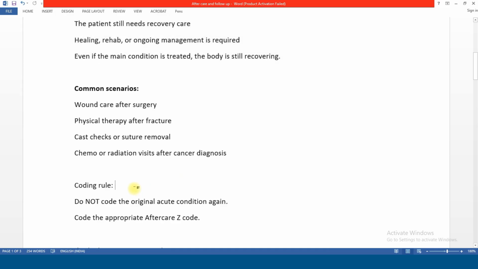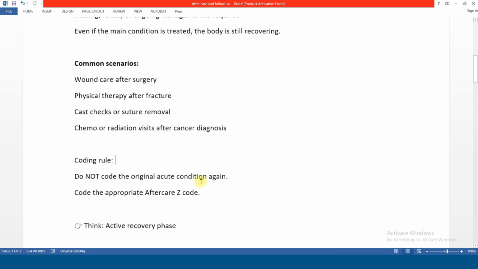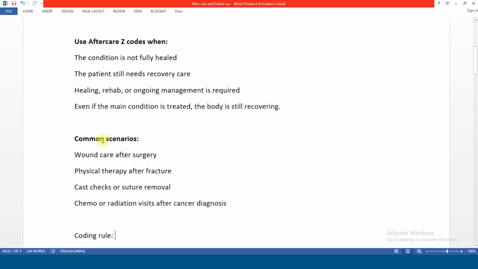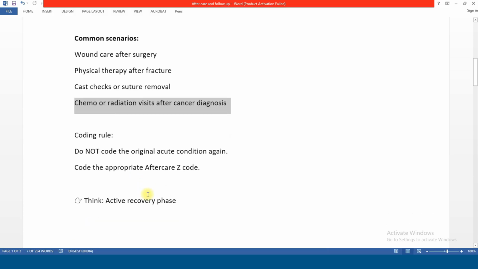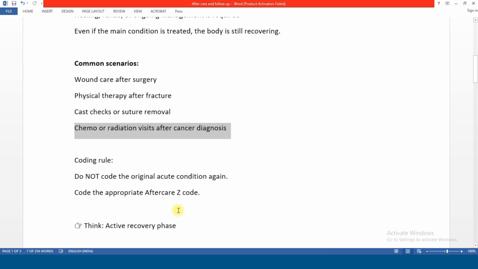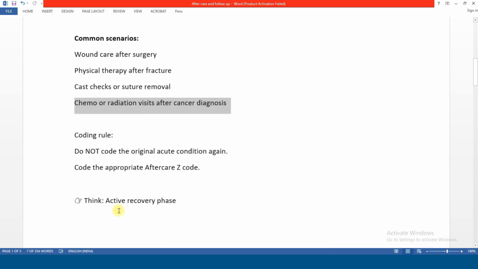So what is the coding rule for us? Do not code the original acute condition again. You need to code the aftercare codes, which is the Z code. Whenever in the documentation you see these example scenarios, like wound care after surgery, physical therapy after fracture, cast checks or suture removal, chemo or radiation after cancer diagnosis, you will not code the cancer. You need to code the Z code for aftercare. That is the most important thing you need to remember. So just think like that: the active recovery phase is the aftercare.